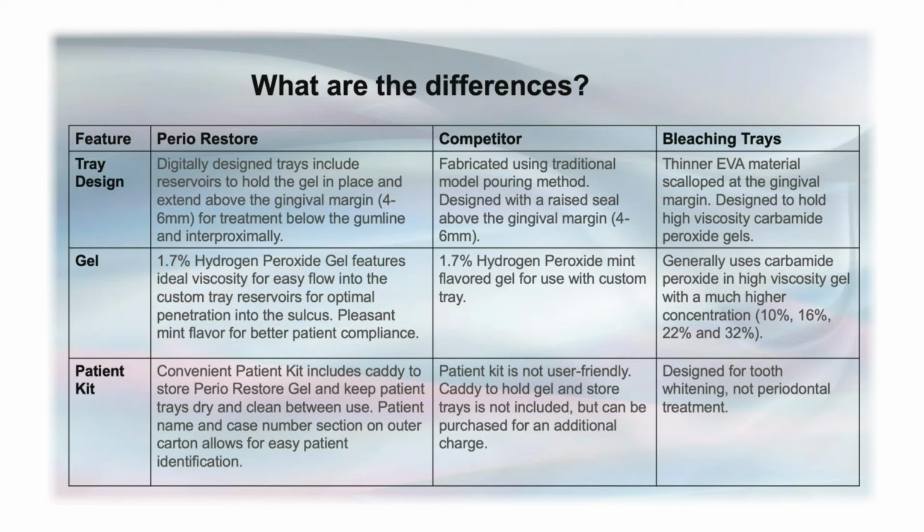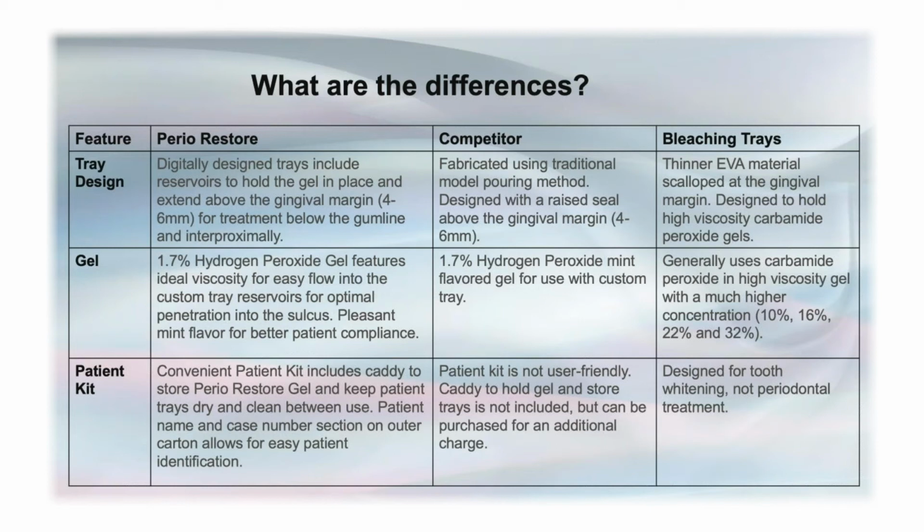And with the gel that Perio Restore uses, there's 1.7 hydroperoxide gel, which features easy flow into the custom trays for optimal penetration. And there's a pleasant flavor too for better patient compliance. You want it to taste good for the patient. And then the competitor uses 1.7 hydrogen peroxide mint flavored gel for use with custom tray. And then the bleaching is usually used with carbamide peroxide, and the gel is just higher concentration, so you don't want this to touch the tissue.